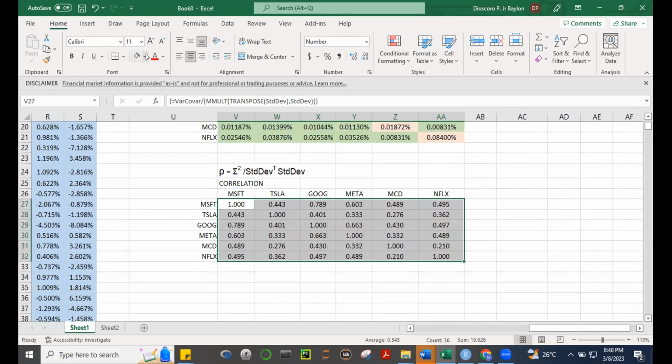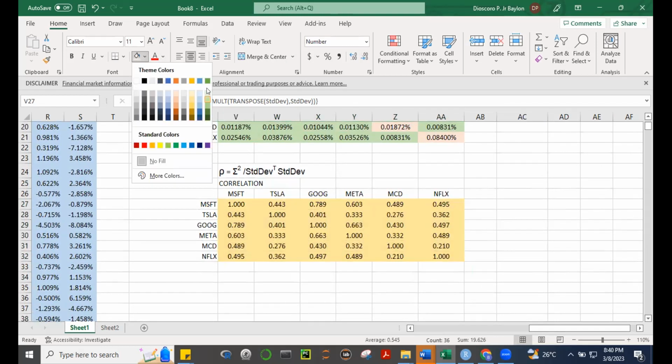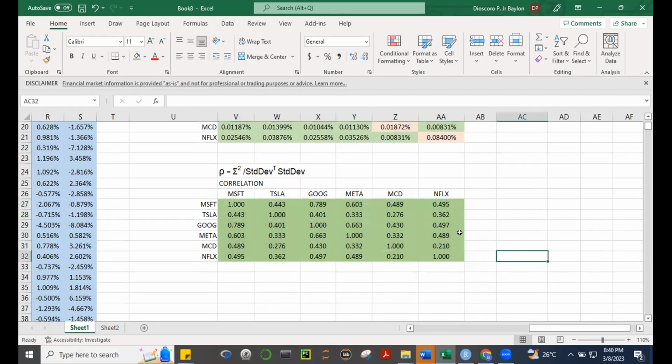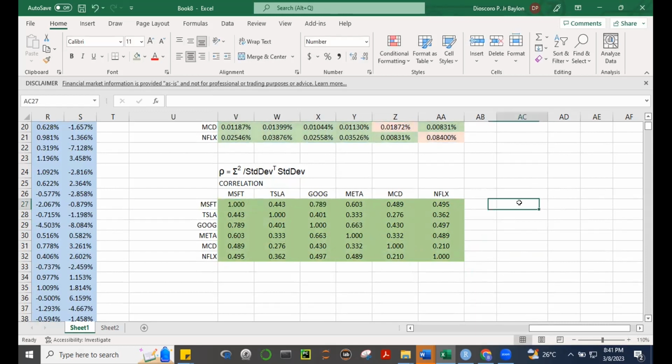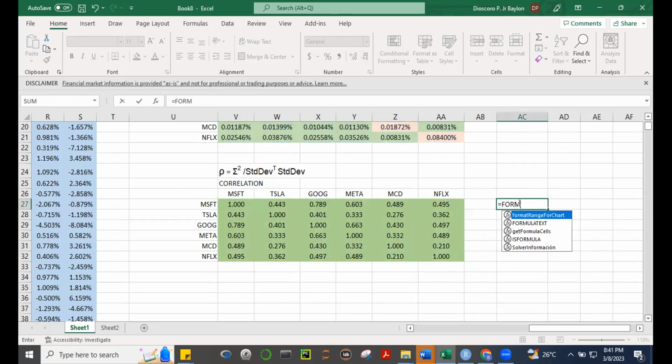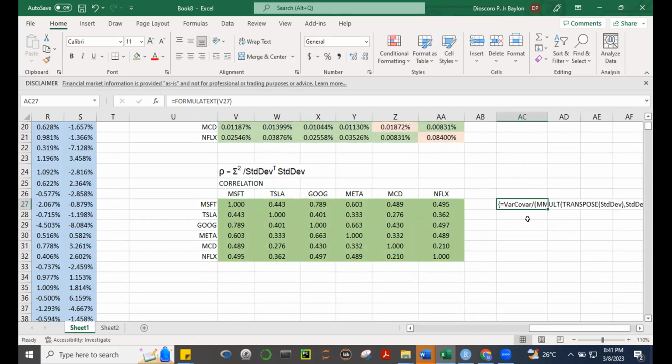Okay, lagyan ko lang ng color. And then let me show you again the formula. Hindi ko na nalagay. Formula text. Formula nito. Okay, so that's a formula.